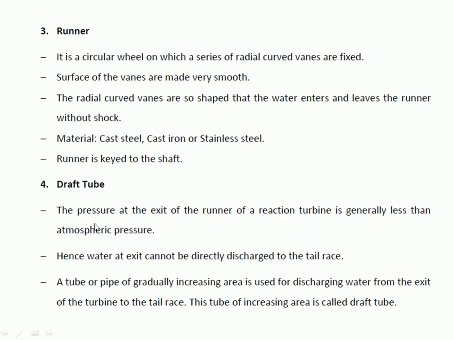Draft tube. The pressure at the exit of the runner of a reaction turbine is generally less than atmospheric pressure. Hence, water at exit cannot be directly discharged to the tail race. Therefore, a tube or a pipe of gradually increasing area is used for discharging water from the exit of the turbine to the tail race. This tube of increasing area is called the draft tube.